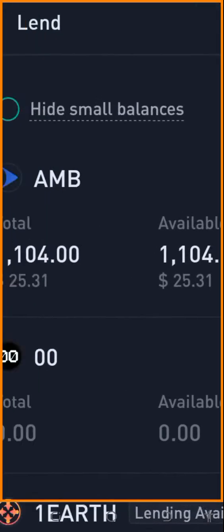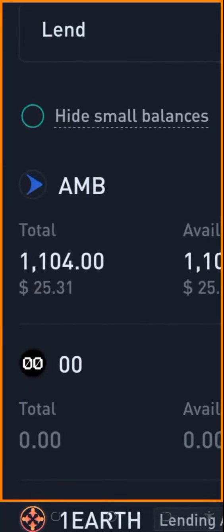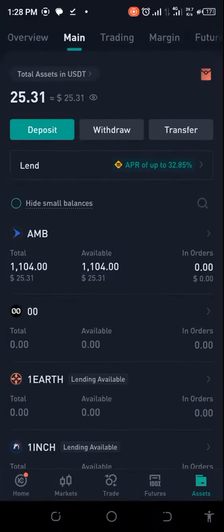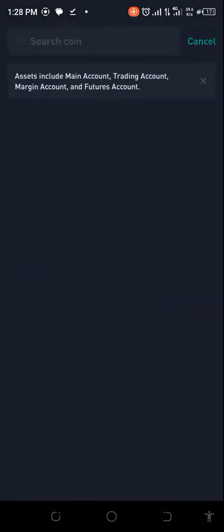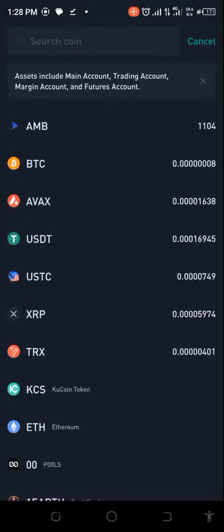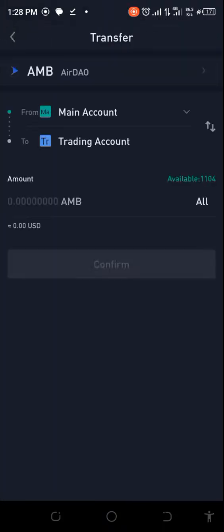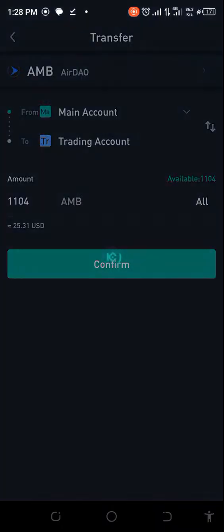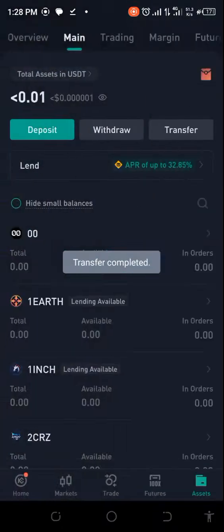As we can see here, this is the amount. We have 1104, so let's go ahead and get this started. We need to transfer this quickly to our trading account, which is very important. We need to do that quickly. So we're going to put all, and then we'll transfer. Good.